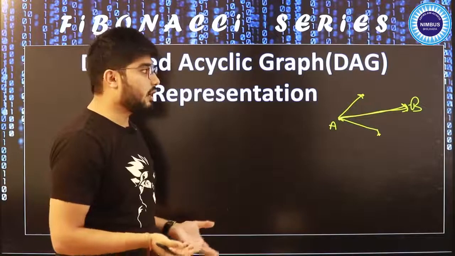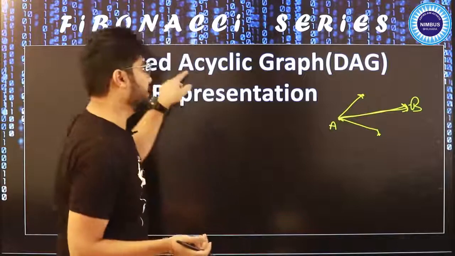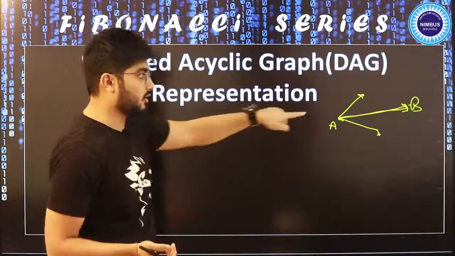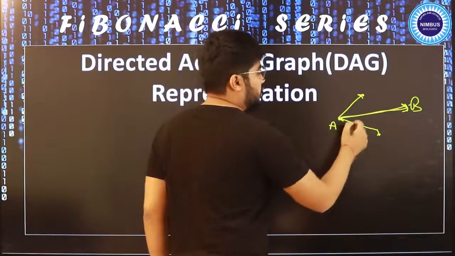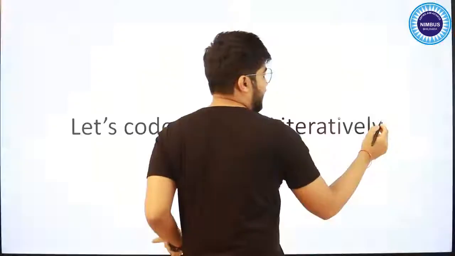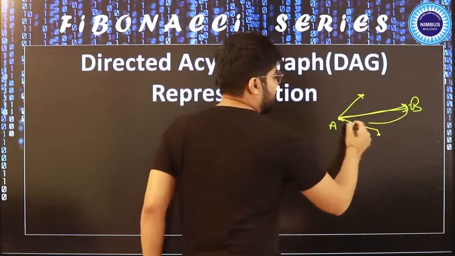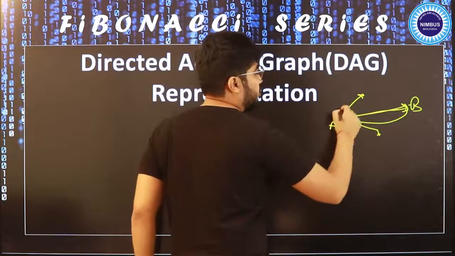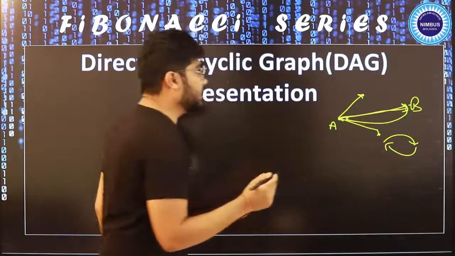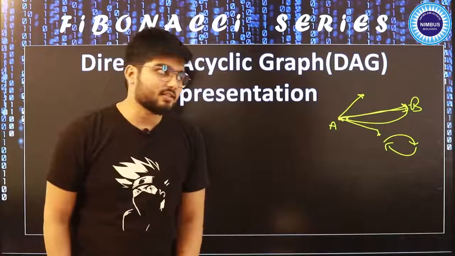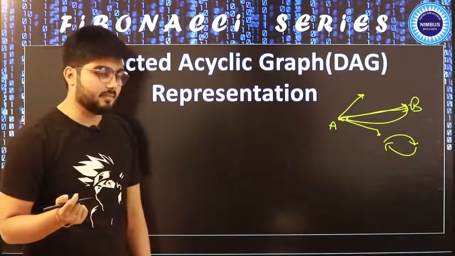So such types of graphs are called directed. As you can see, there is a direction involved. Acyclic, so there shouldn't be any cycle. So it shouldn't be like if you can go from A to B, then you're coming back from B to A. That will create a cycle. So there shouldn't be any cycle, and yes, it's a graph. So this is what a directed acyclic graph is.